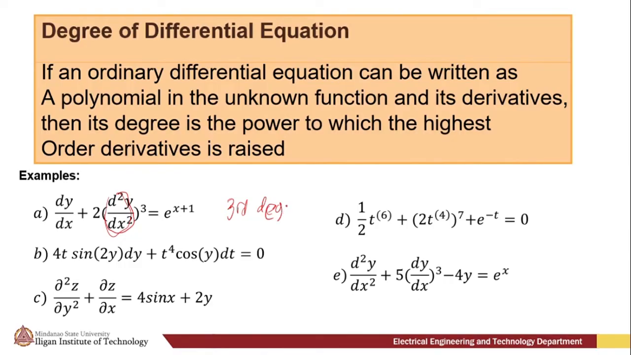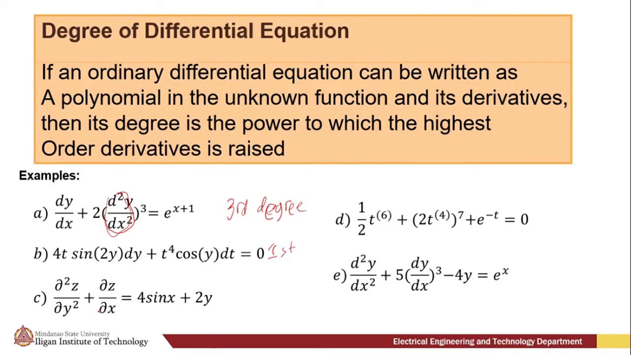differential equation. For this example B, we have 4t sine 2y dy plus t to the 4 cosine y dt. If you notice here, we only have dy dt, which is raised to 1. So this one is first degree.